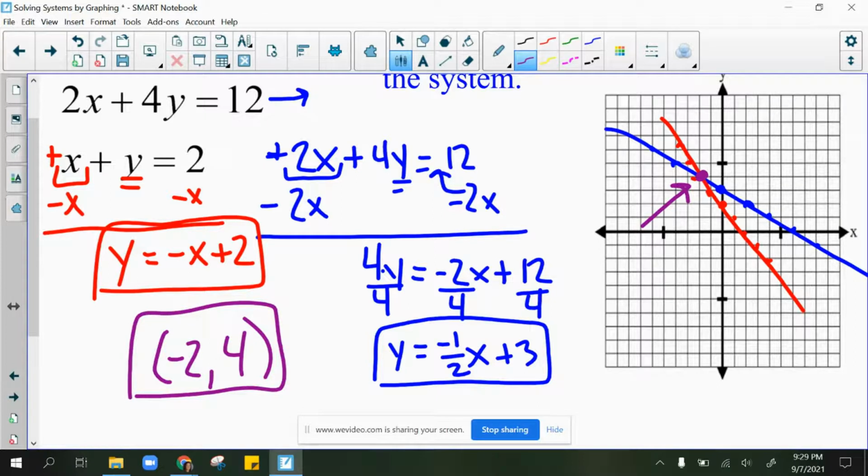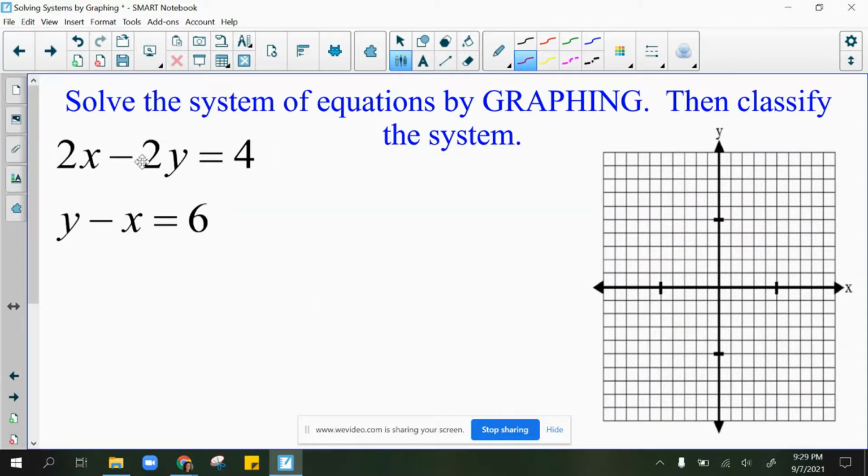And there you go. So you're going to graph both, tell me where they cross. The hard part about this whole thing is getting them ready to graph. And then you have to be good at graphing. Okay. What I'd like you to do is pause the video and try to get both of these to say y equals, and then I'll show you what they look like. You can check your work and check the graph. So go ahead and pause it now.